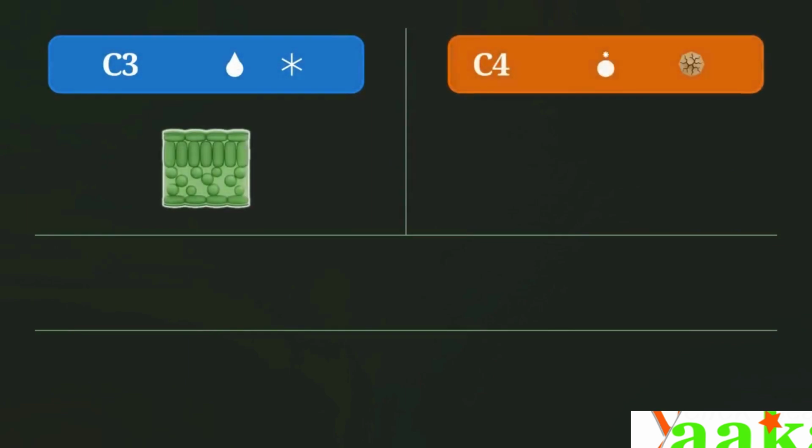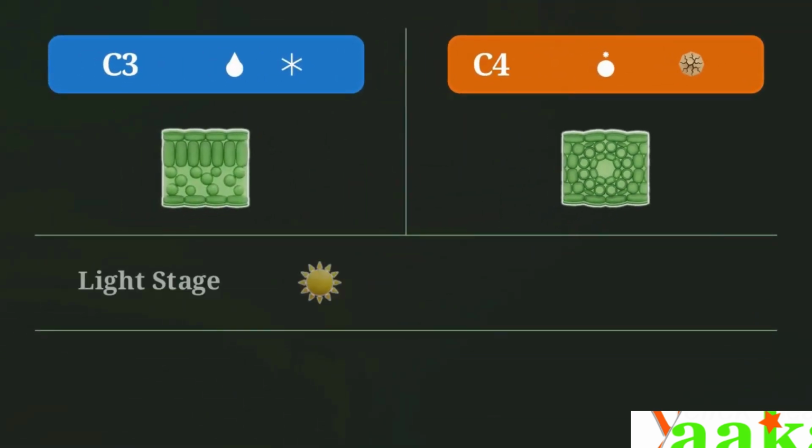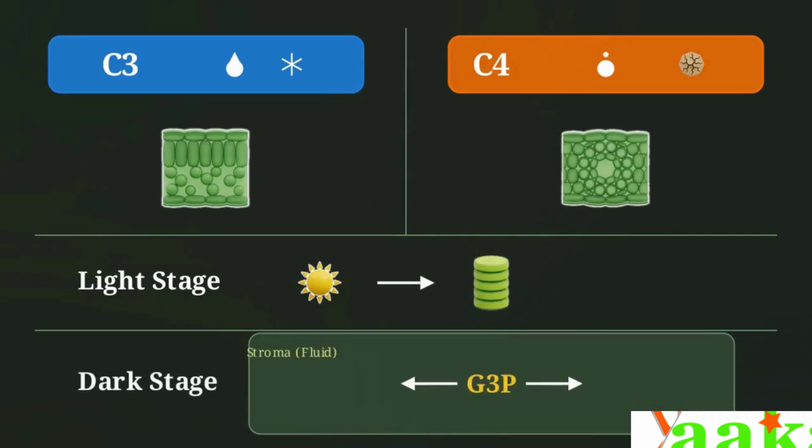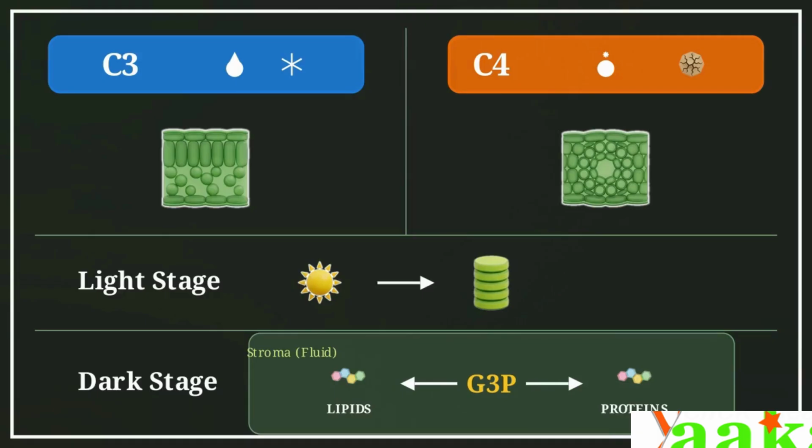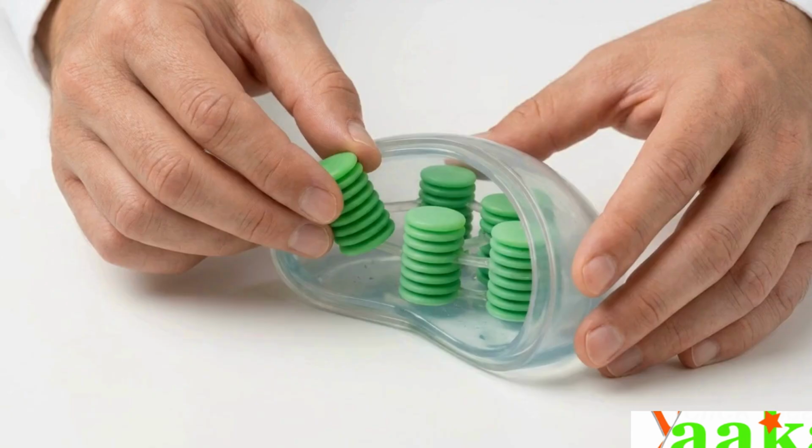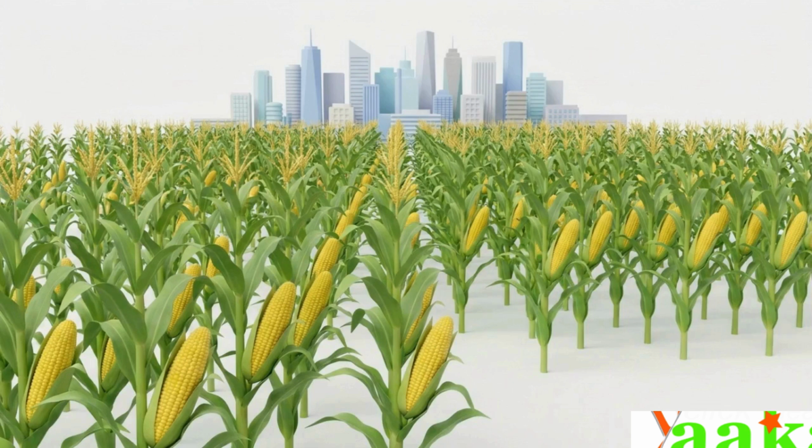This summary table consolidates what we've learned. Notice the direct comparison. C3 plants thrive in cool, wet environments, while C4 plants divide their labor to dominate hot, dry climates. Inside both, the thylakoid handles light, while the stroma drives the dark stage, turning G3P into essential lipids and proteins. Take a screenshot of this guide to use during your upcoming physical modeling activity, because mastering how a plant builds its food at the microscopic level is the first practical step towards securing a nation's food supply.